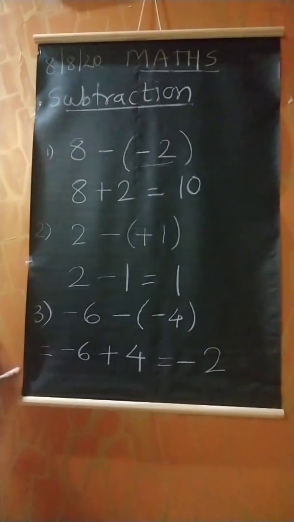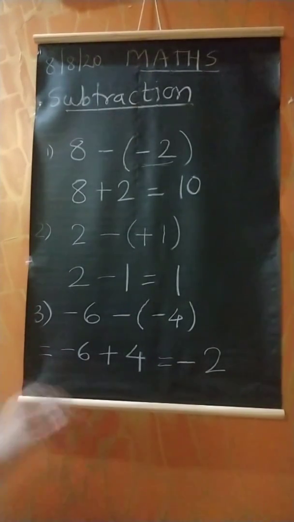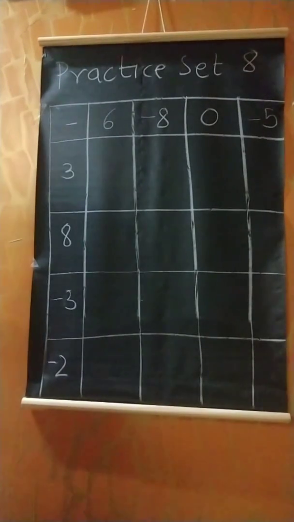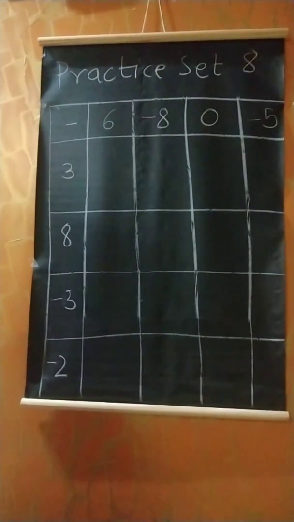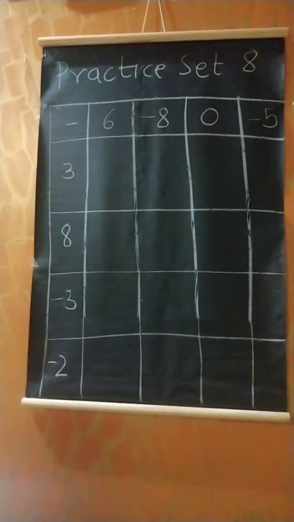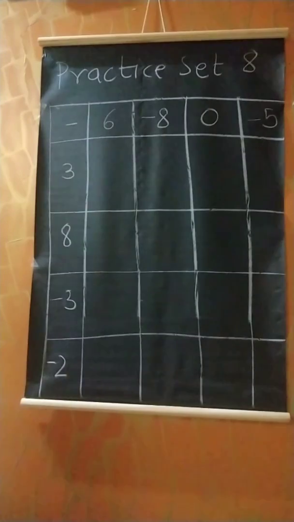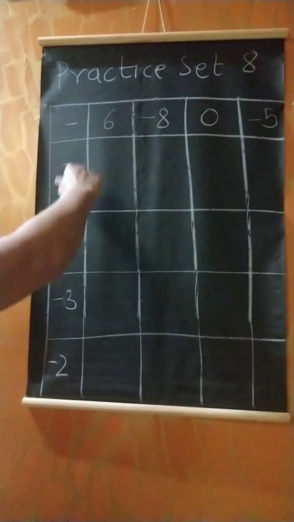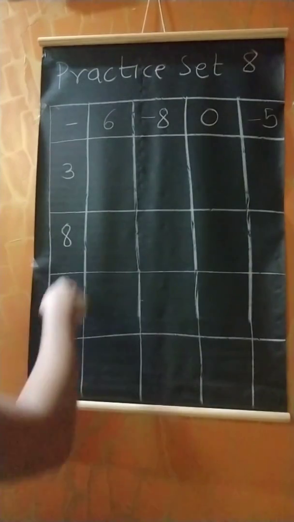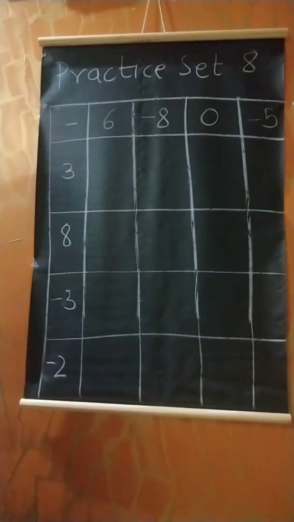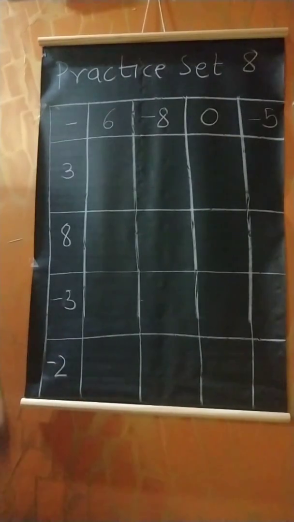Based on this, we are taking our last practice set, that is practice set 8. This type of table we have already completed in practice set 5, that is in the case of addition. Now see, here we are subtracting two numbers, one from the vertical column and one from the horizontal column, and taking the answer from that.